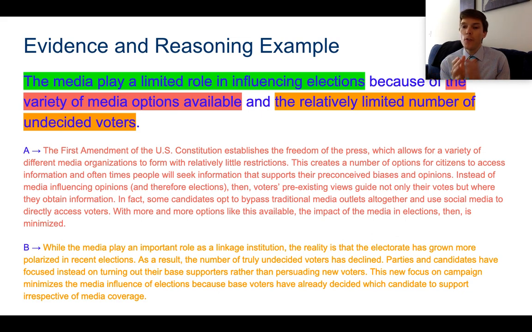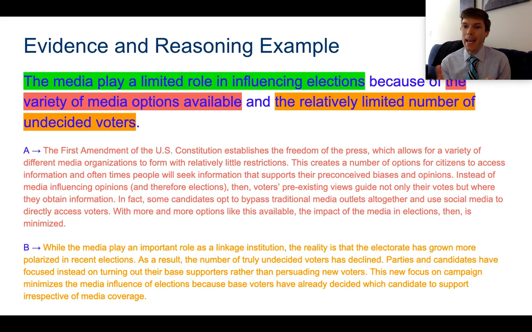So let's start with my first justification clause, the variety of media options available. Let's say that because the First Amendment is part of one of our foundational documents, that was a required source for me to use. So I'm going to use the First Amendment in my explanation of justification A. The First Amendment of the U.S. Constitution establishes the freedom of the press, which allows for a variety of different media organizations to form with relatively little restrictions. I'm showing that I understand the document and how it connects to the topic.